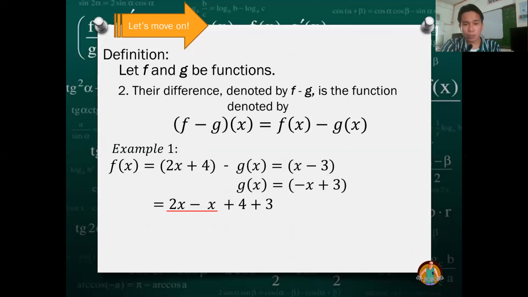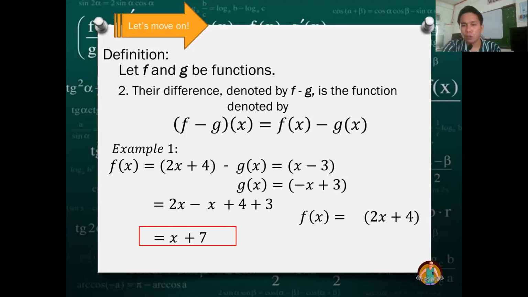2x minus x will give us x. Okay? Kasi minus. 2x minus x will give us x. So, 2 minus 1 is 1. Copy x. Next. Positive 4 and positive 3 will give us positive 7. And that will be our final answer. Klaro ba yan? That is horizontal. I-try natin sa vertical. Okay?